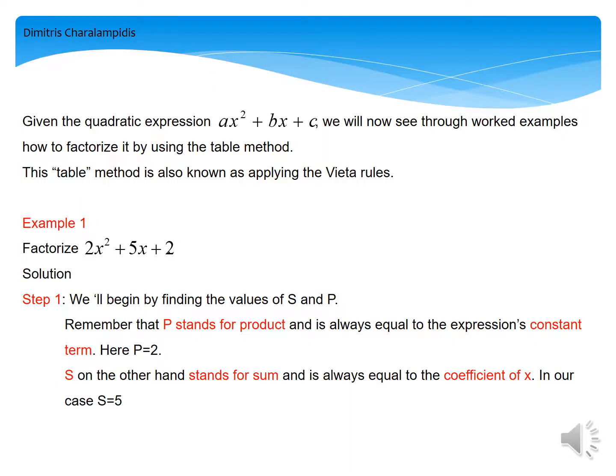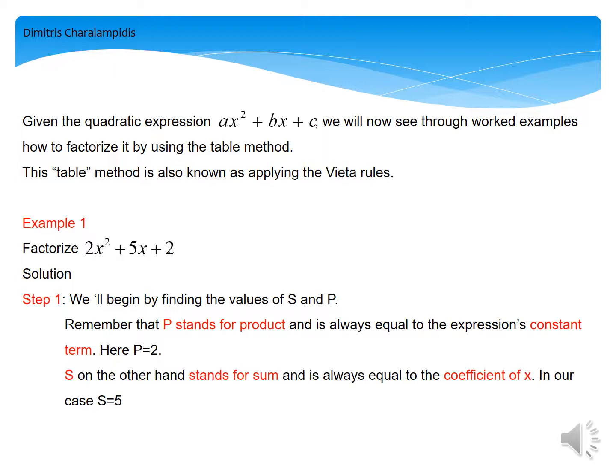Given the quadratic expression ax squared plus bx plus c, we will now see through worked examples how to factorize it by using the table method. This table method is also known as applying the Vieta rules. Let's move directly to the examples.